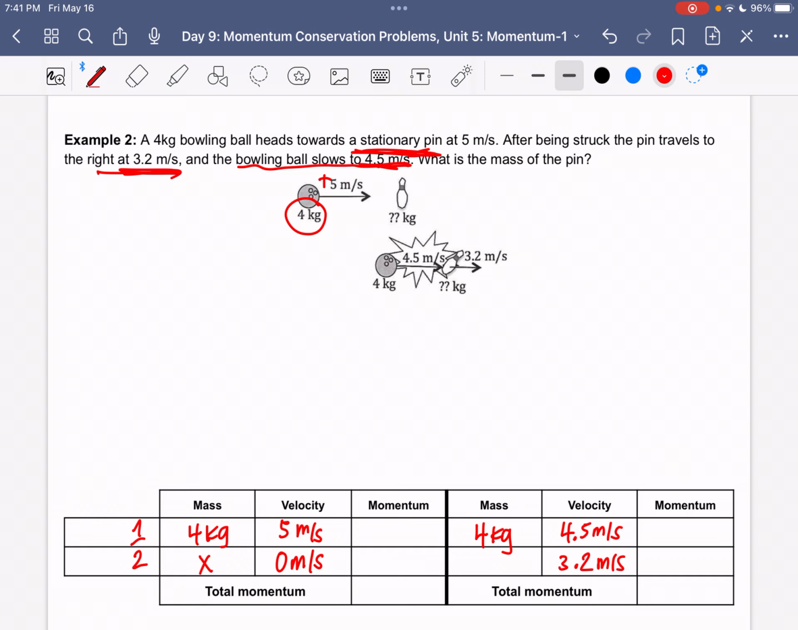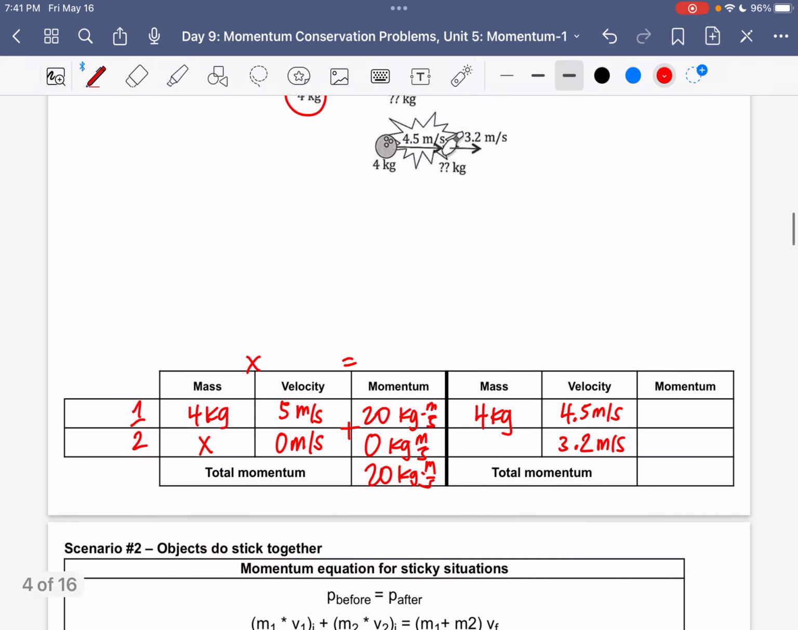So we know that mass times velocity equals momentum. So 4 times 5 is 20. Blank times 0, anything times 0 is 0, right? And we know that we have to add the momentums to get the total momentum. So 20 plus 0 is 20. And we know that the total momentum at the beginning needs to be the same as the total momentum at the end because of the law of conservation of momentum.